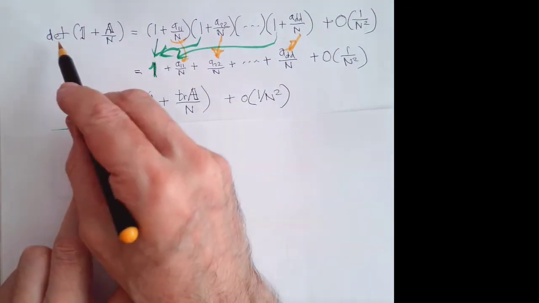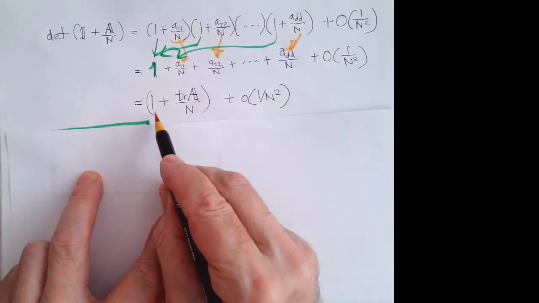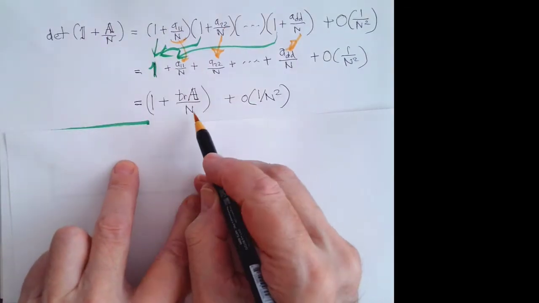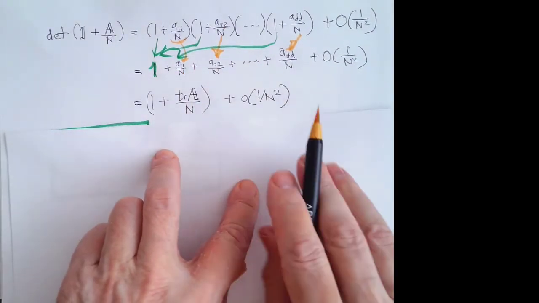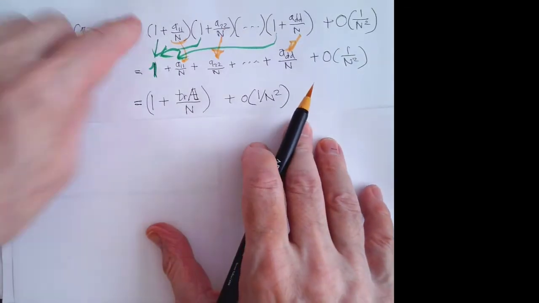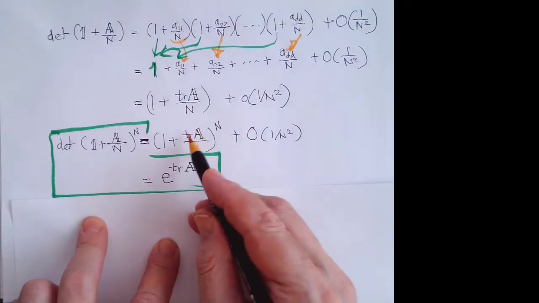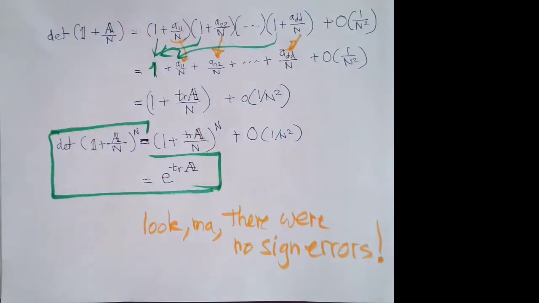So the result is that the determinant of this matrix close to unity is the determinant of unity, which is 1, plus a correction of order 1 over n, which is the trace divided by n, and corrections of order 1 over n squared. Raise this to the power n. We get this to the power n plus order 1 over n squared. This number is exponentiated for large n. And look, in spite of what people said in the lecture, there were no sign errors. Everything is fine. So we go on.